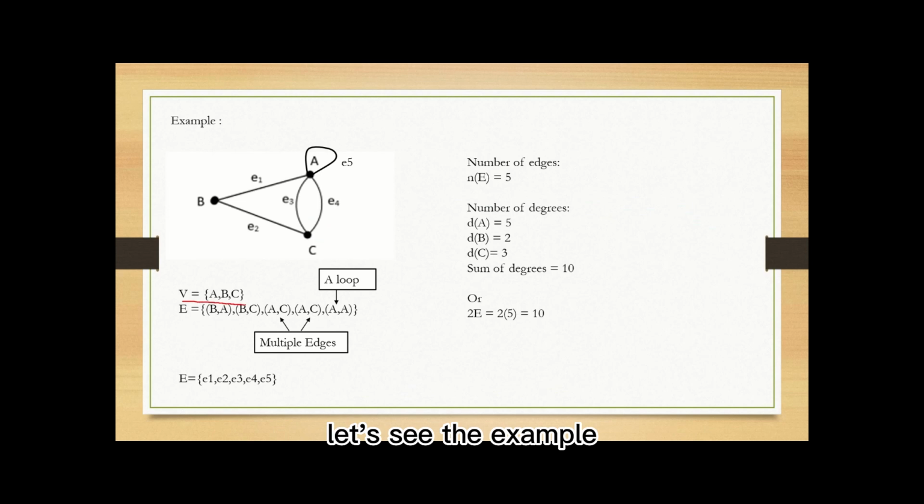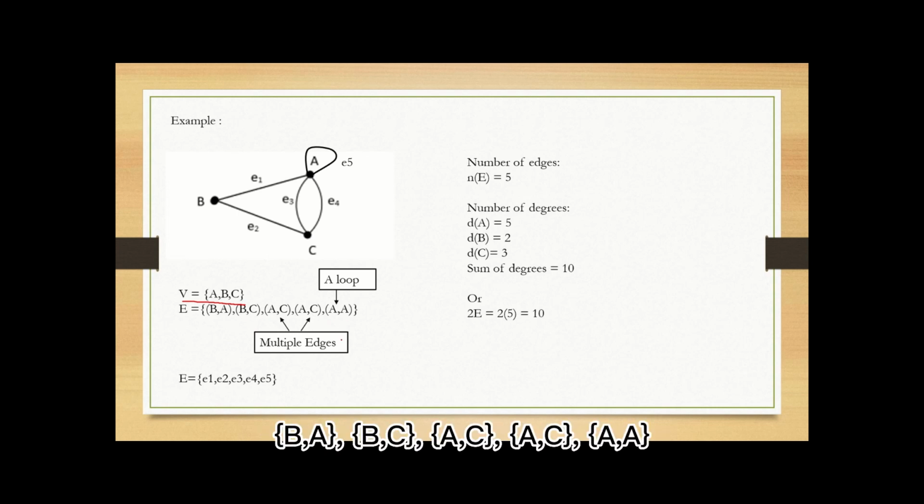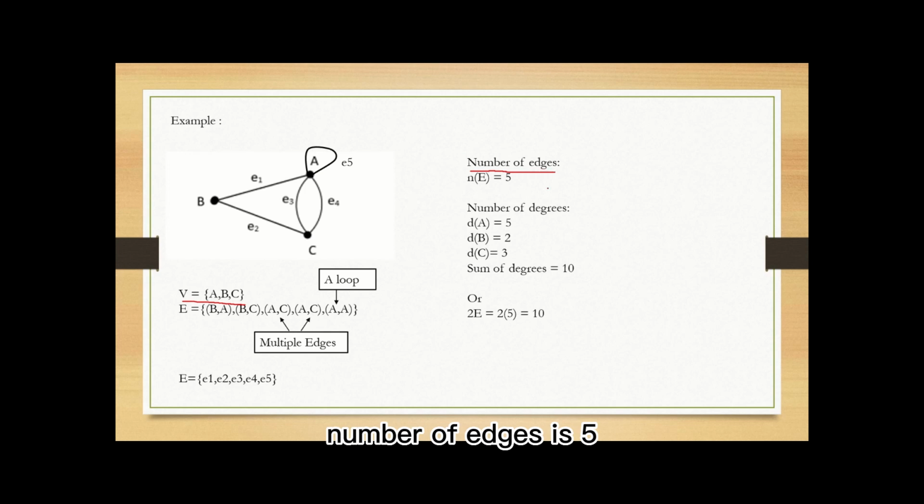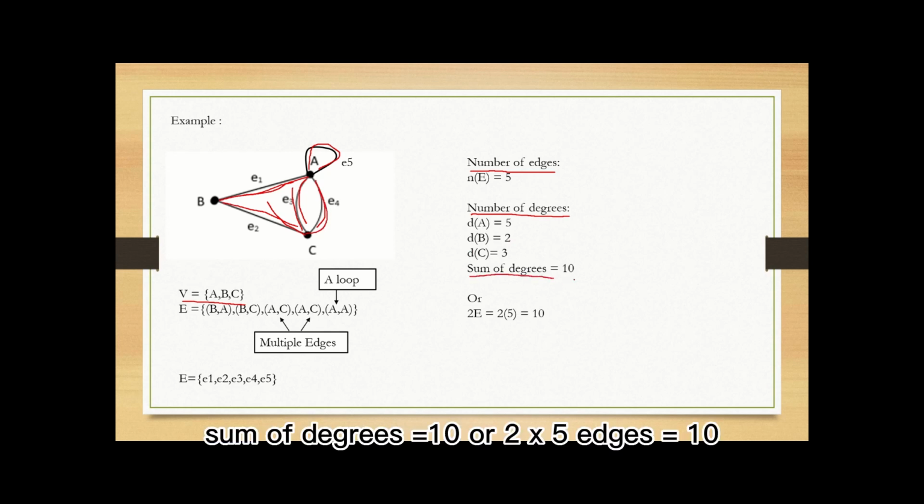Let's see the example. The set of vertices has elements A, B, C, and the pairs of edges have elements B and A, B and C, A and C, A and A. Edges have elements E1, E2, E3, E4, E5. Number of edges is 5, number of degrees is D(A) equals 5, D(B) equals 2, and D(C) equals 3. Sum of degrees is 10, or 2 multiplied by 5 edges equals 10.